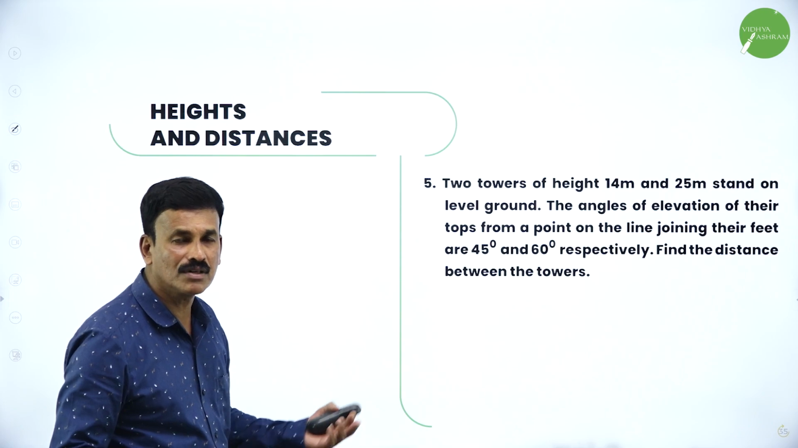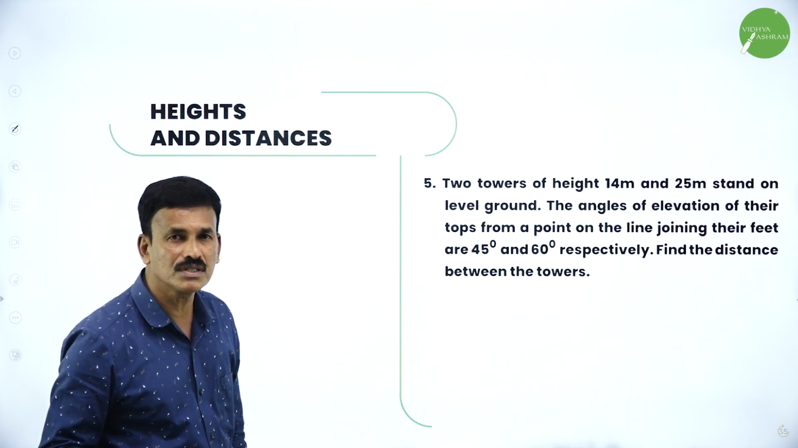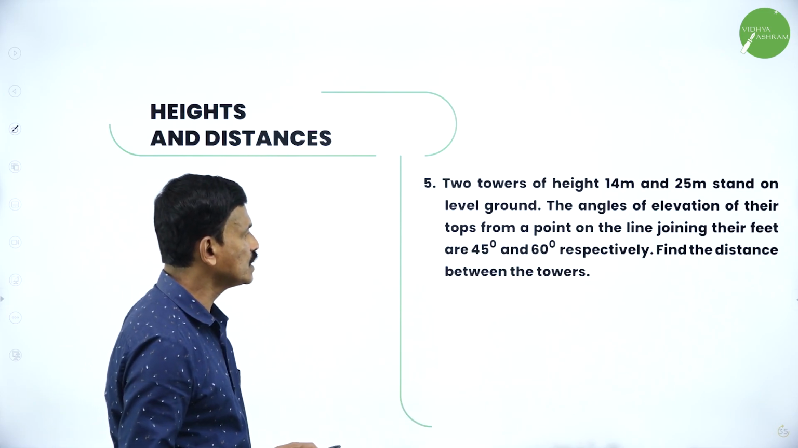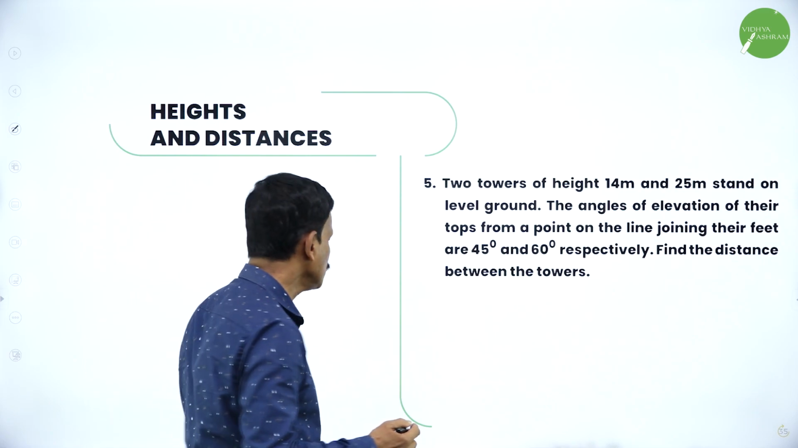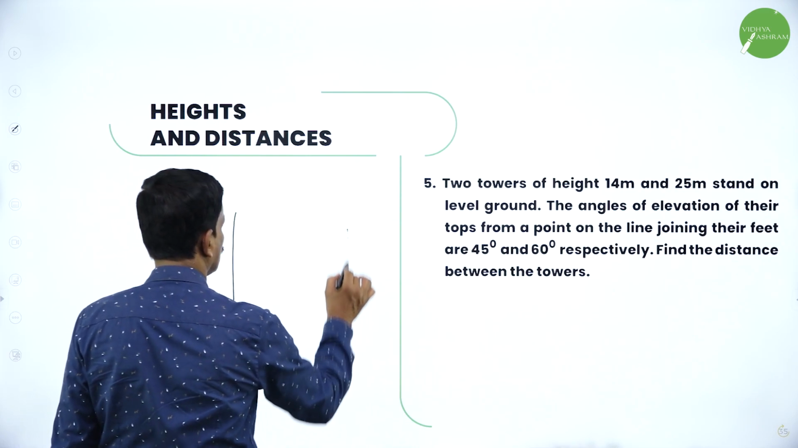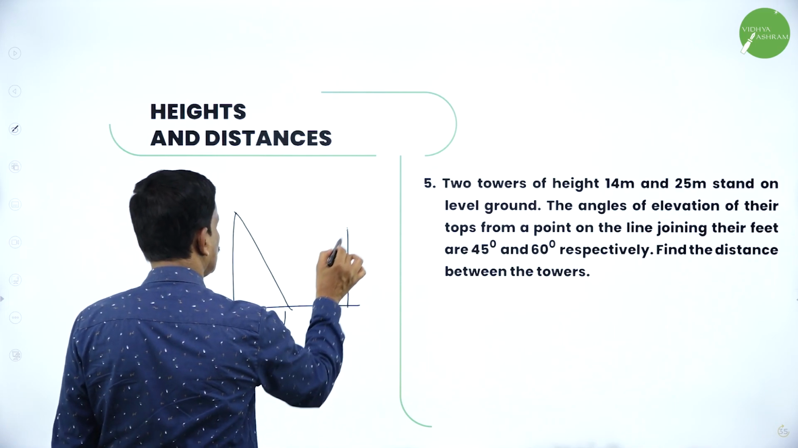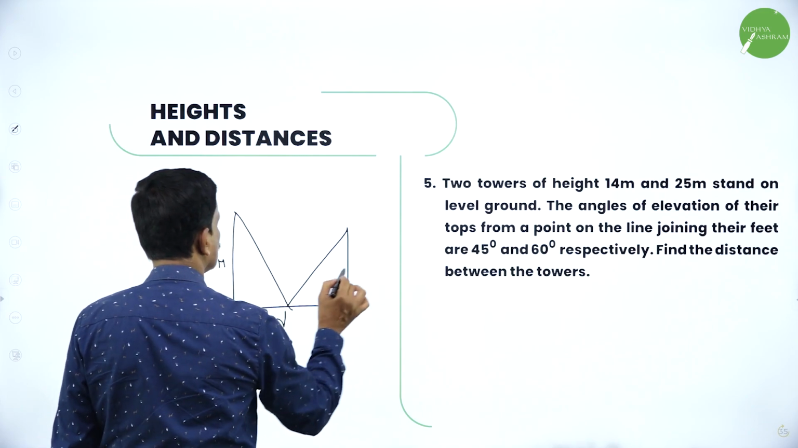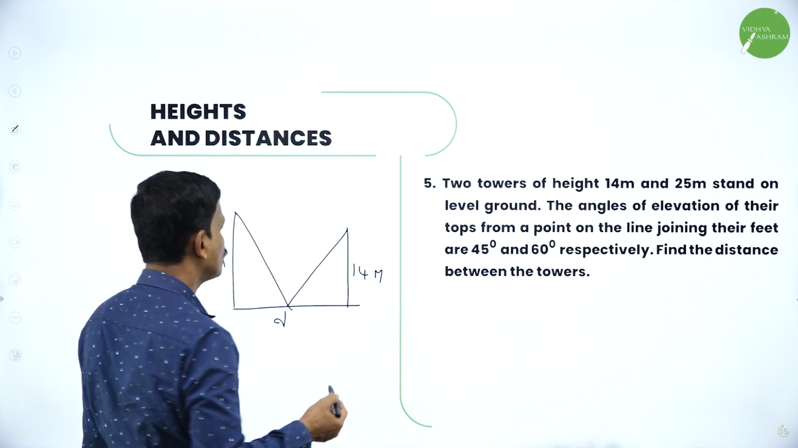Here the heights are given: one is 25 meters, another one is 14 meters. The angles of elevation are found to be 45 degrees and 60 degrees. What is required is to find the distance between the two towers. Suppose these are the two towers, then the distance between them is to be determined. That's it. Let us draw a neat diagram for this.